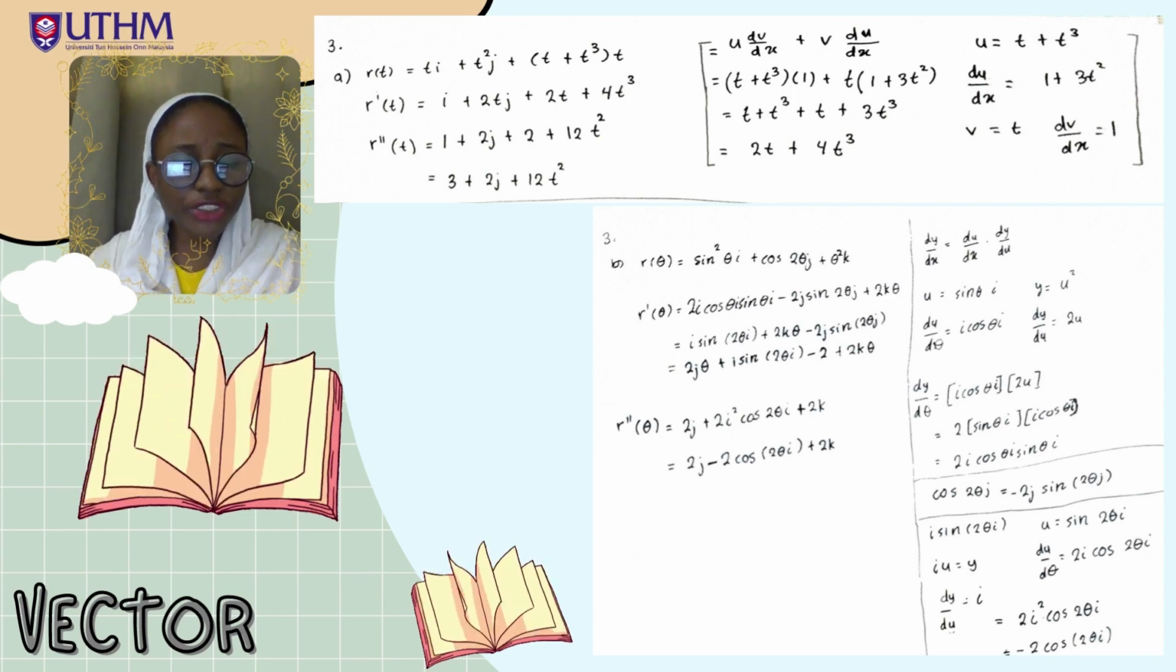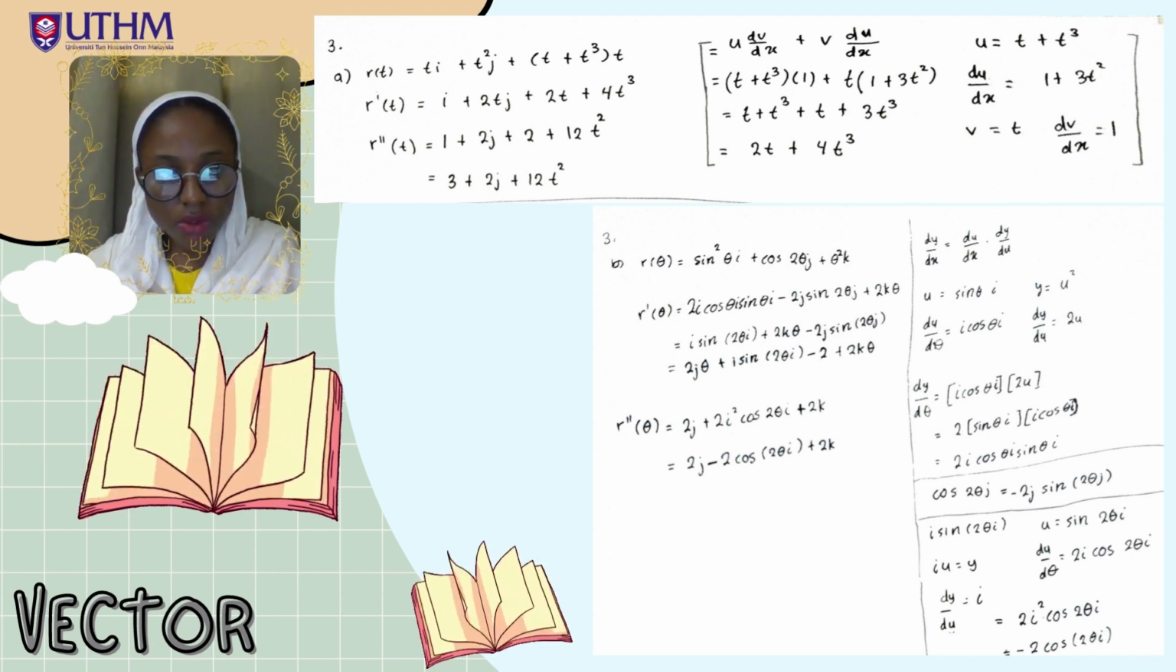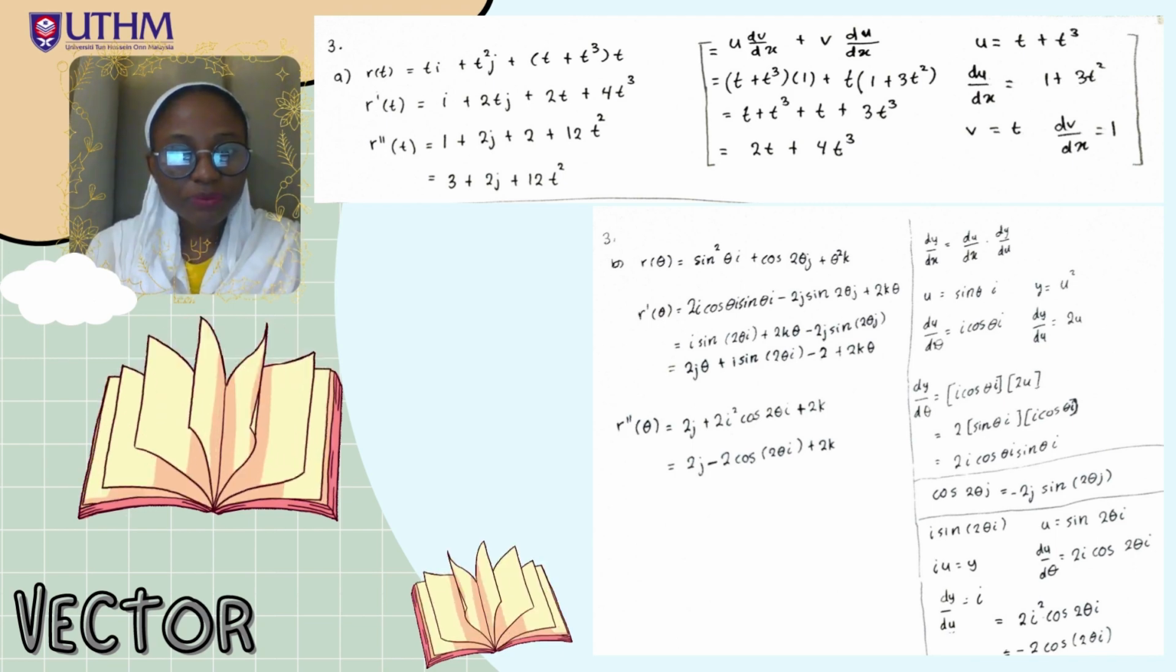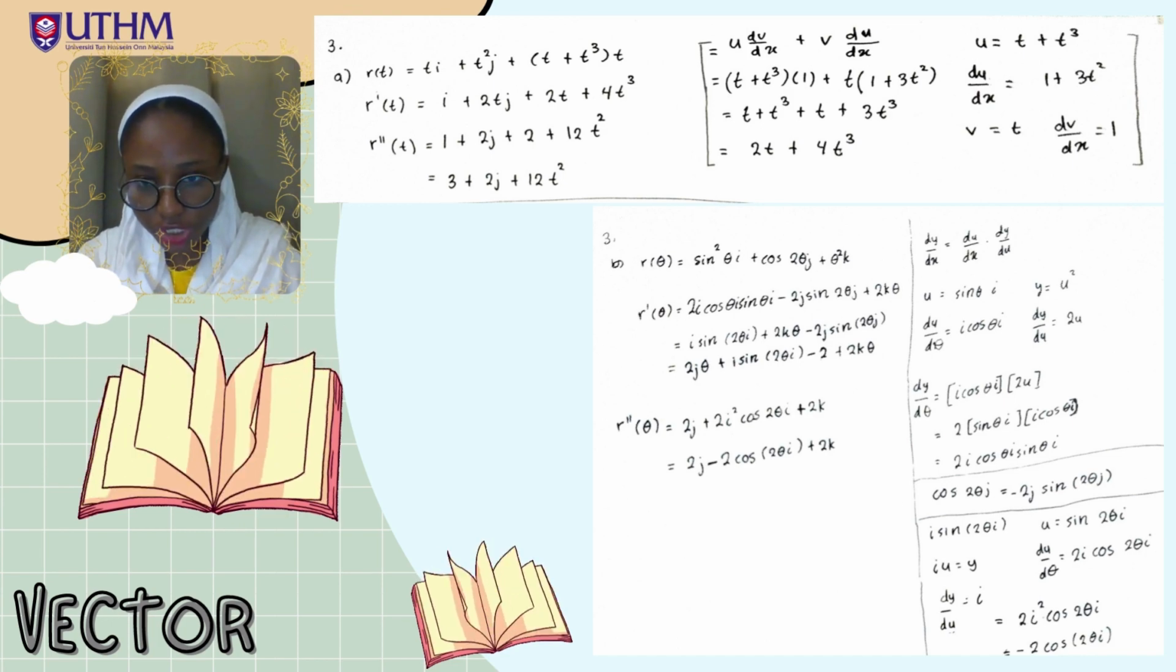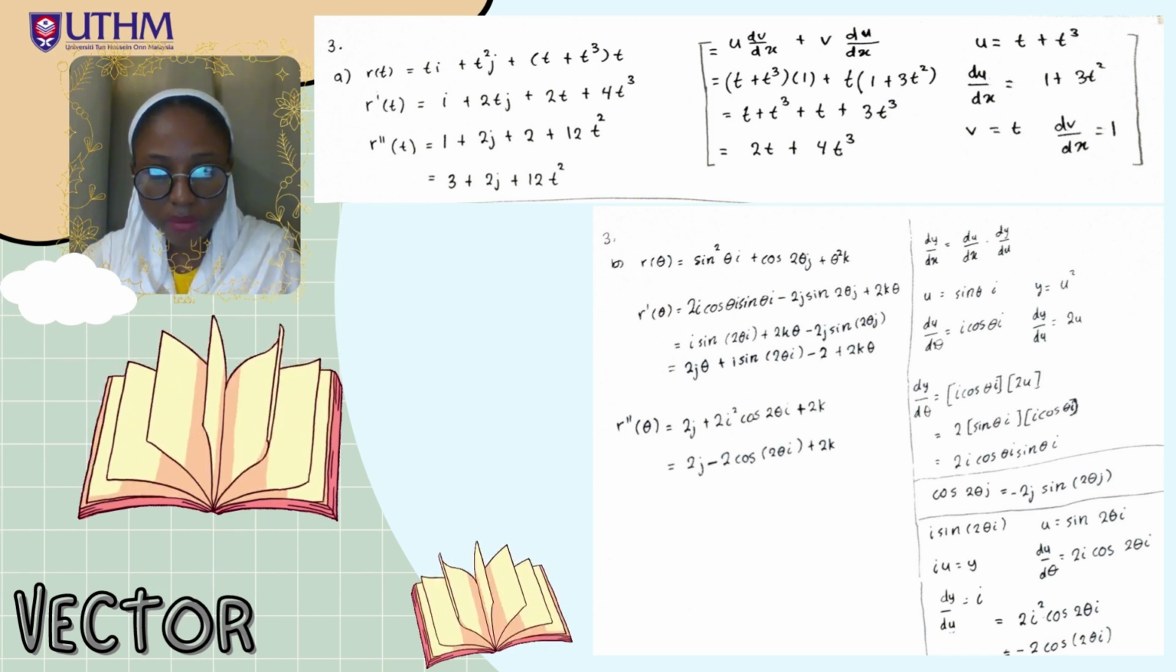As for question 3b, it's actually a little bit more confusing and complicated to solve. So the question is r(theta) equal to sine squared theta i plus cos 2 theta j plus theta squared k. So the first differentiation for this, the answer was 2 cos theta sine theta i minus 2 sin 2 theta j plus 2 theta k.